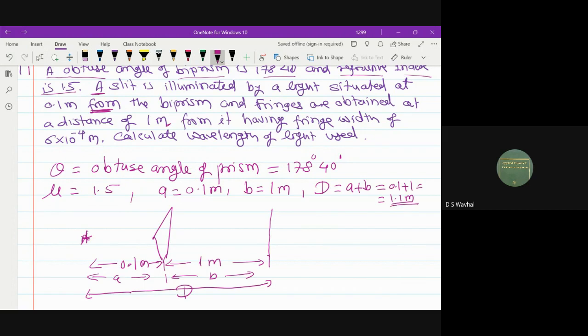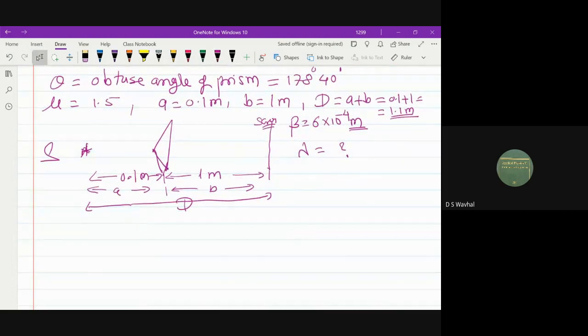Then the fringe width beta is given as 6 into 10 to the power minus 4 meter. All are in meters. And what we have to find is the wavelength of the light used. So this is the source, this is the biprism, and this is the screen. Solution.